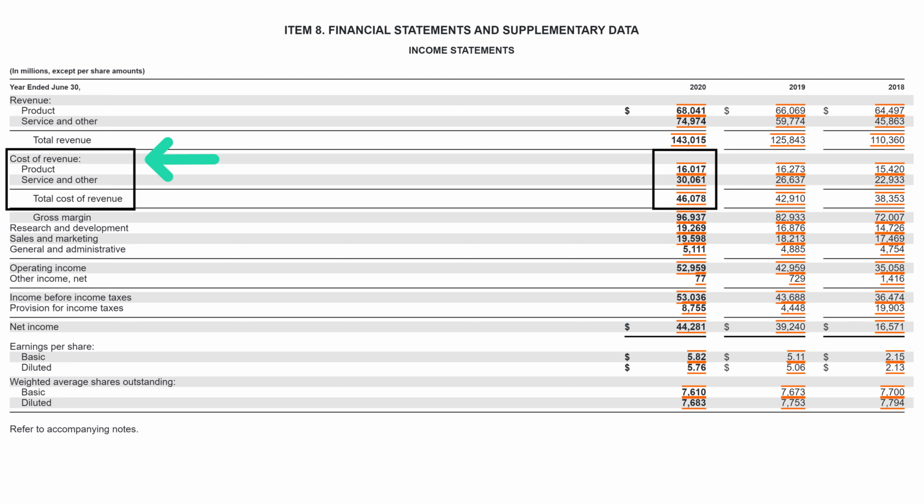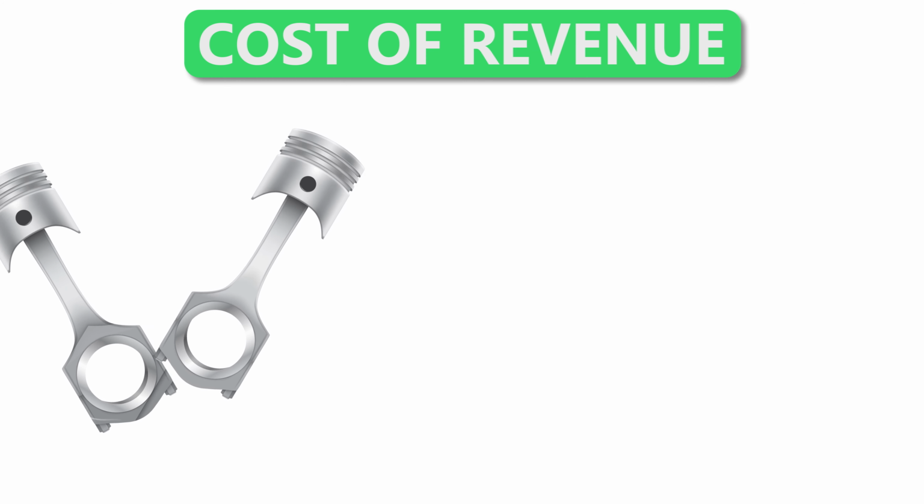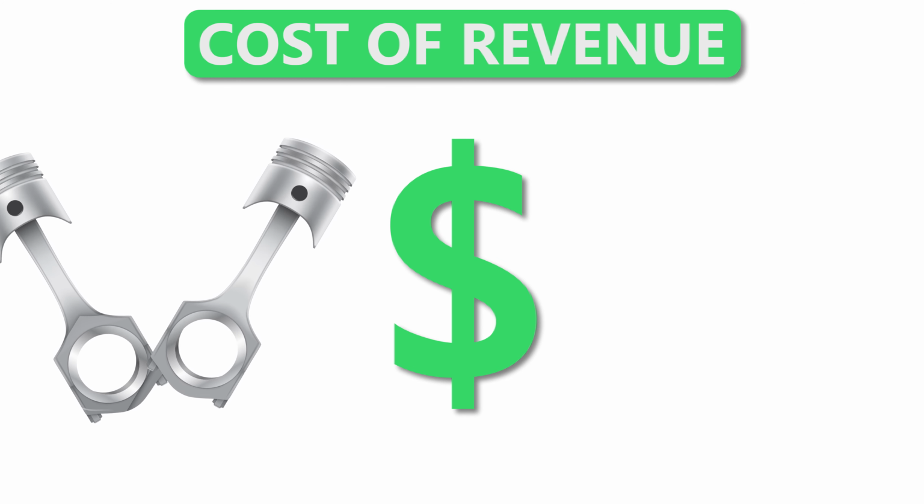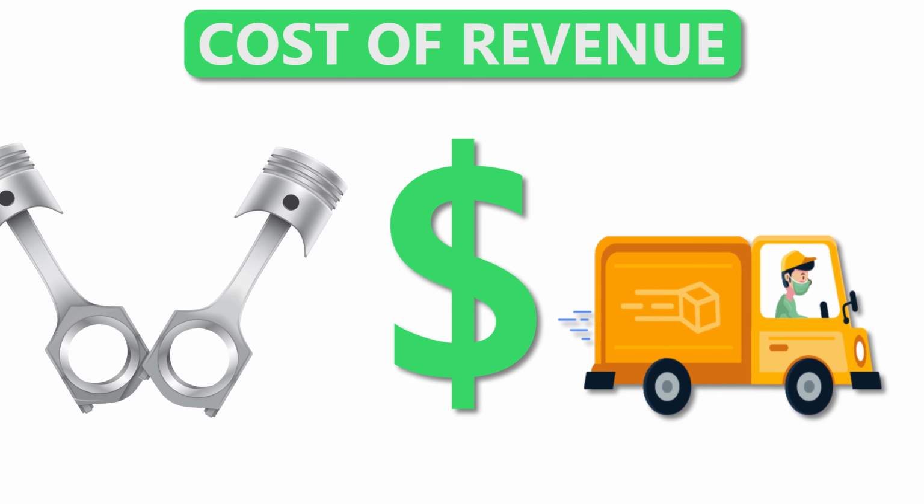Next, we have cost of revenue. Cost of revenue are any expenses directly associated to producing the product or service. So this may include materials, labor, or delivery of the actual product or service.